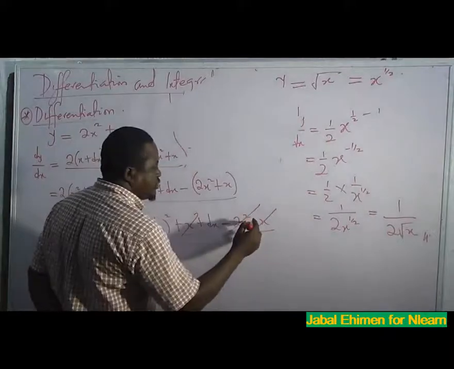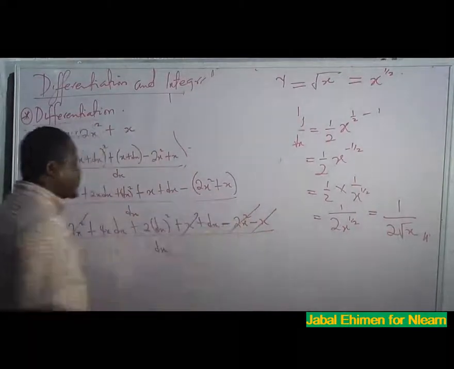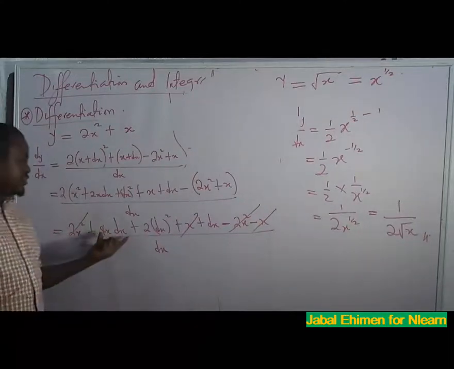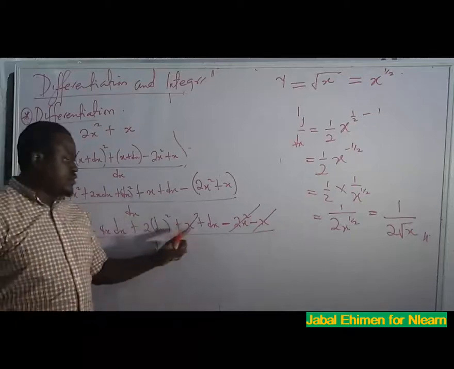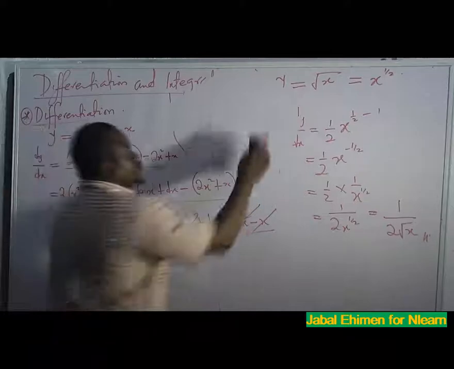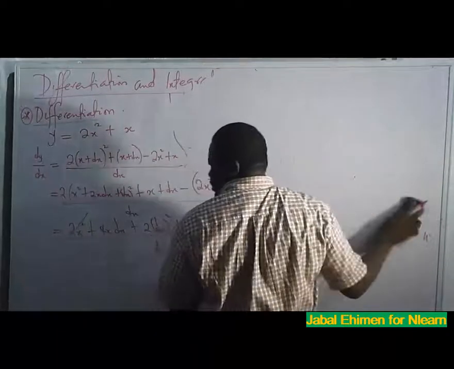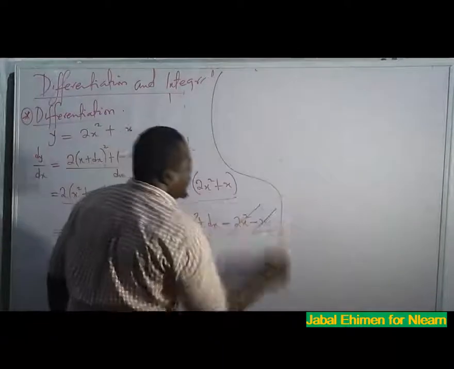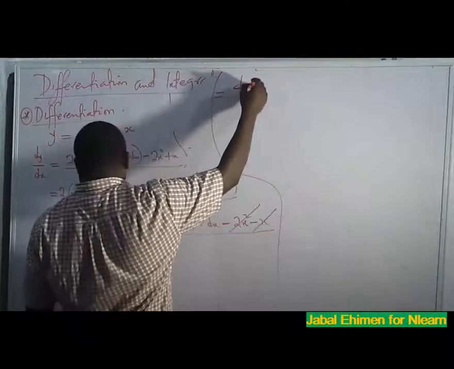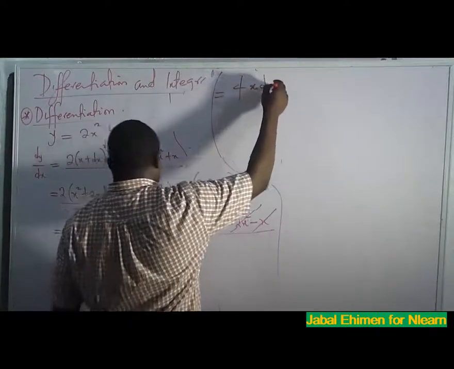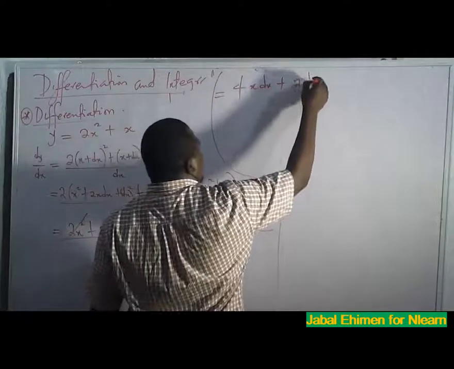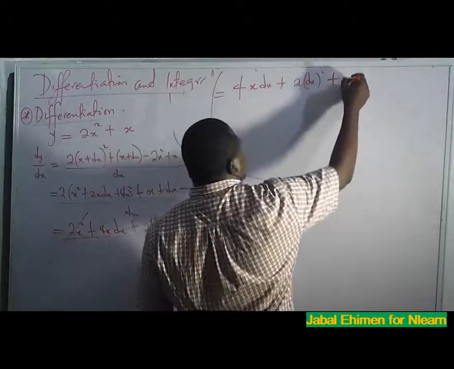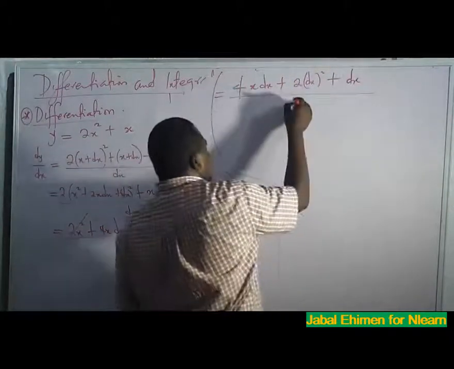This is minus this, minus this. So from here, after having these as the values, we have 4x dx plus 2 dx squared plus dx, all divided by dx.